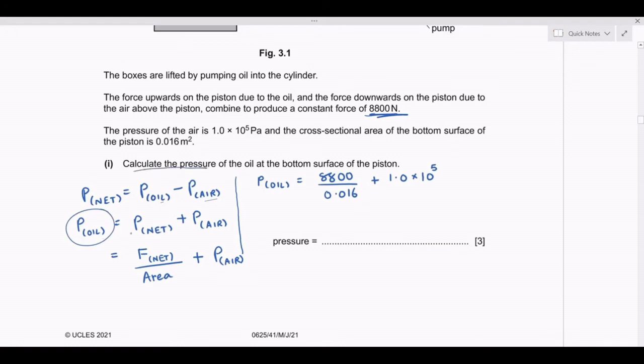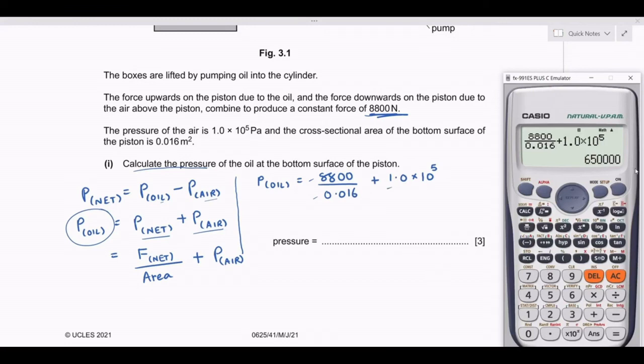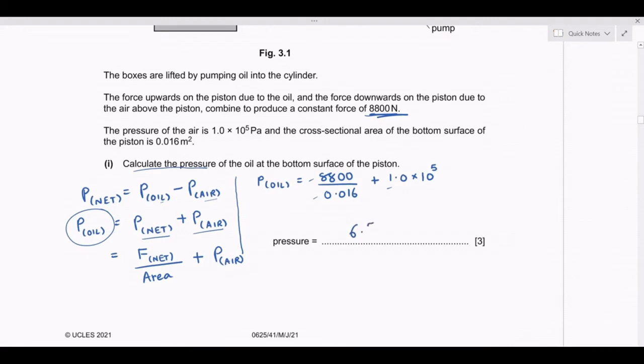So when we make pressure of oil our subject, then the formula will be net pressure plus air pressure. And the formula for net pressure is net force over area. So we have force which is 8,800 Newton, and we also have area which is 0.016, and then we also have pressure of air which is 1.0 into 10 to the power 5. So we will plug these values into the calculator and we'll get the answer. This is a very lengthy answer, so I'll just write in standard form 6.5 into 10 to the power 5 pascals. Again, do not forget to write the unit.